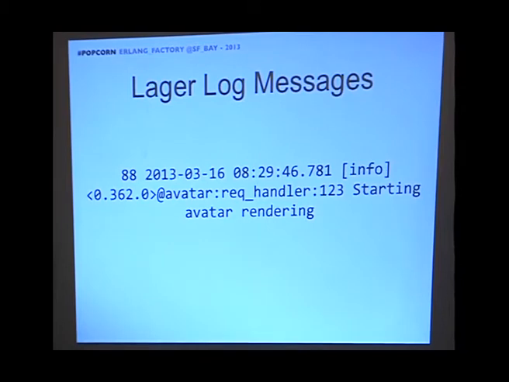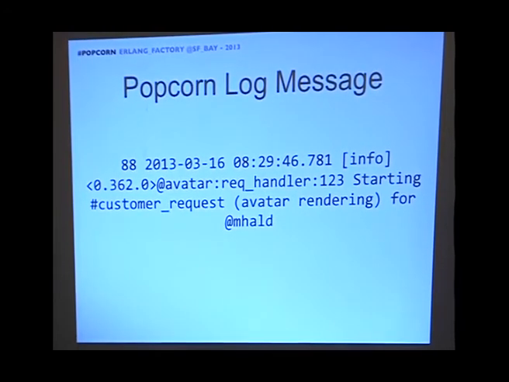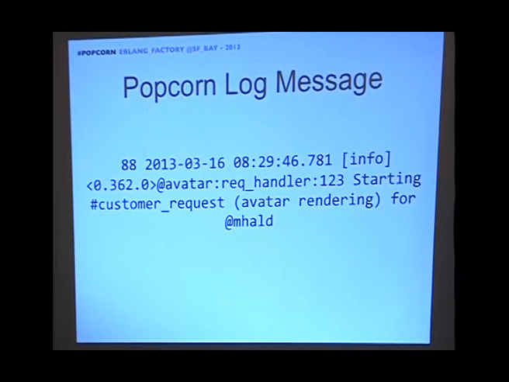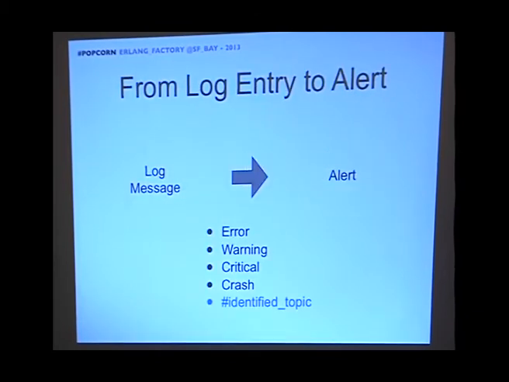This is a pretty standard logger or log message, in this case for rendering an avatar. Popcorn is looking to extend this model by adding information about topics and identities. So this is a Twitter-style log message, if you will. The custom request is the topic that's happened, and it's for an individual user called mHald. Like other systems, we're very interested in rolling up log entries that are critical, that have caused issues on production systems.